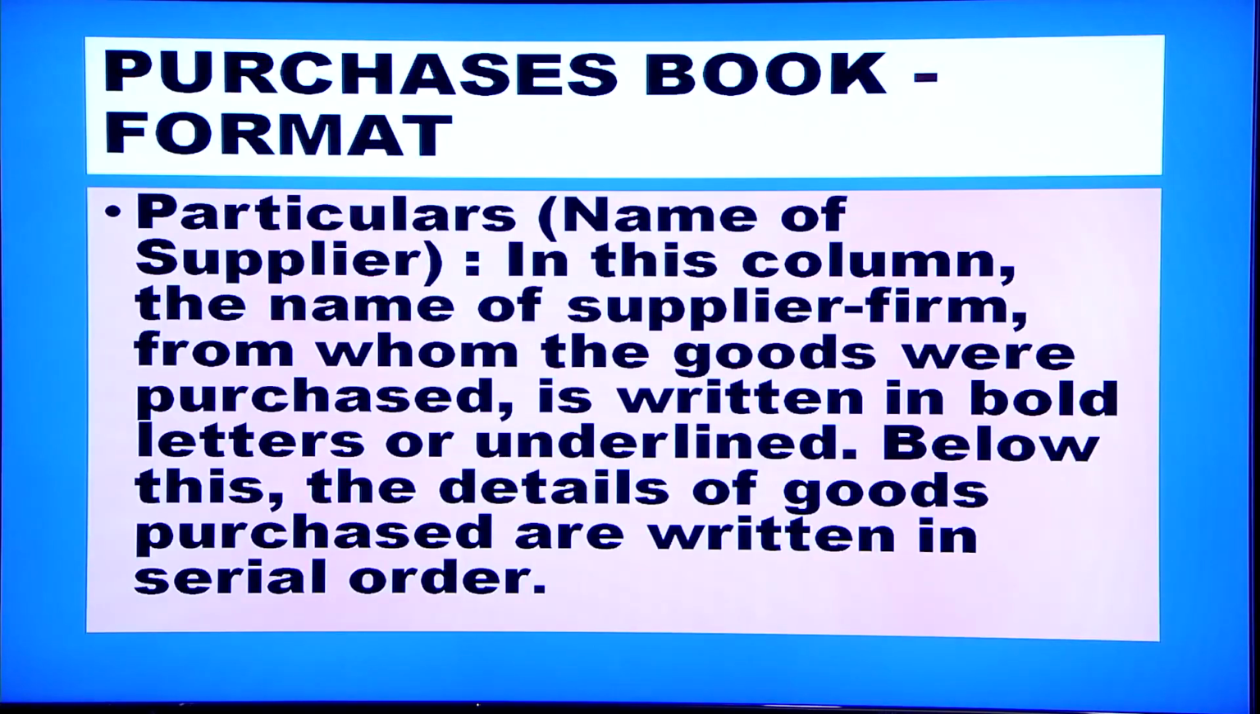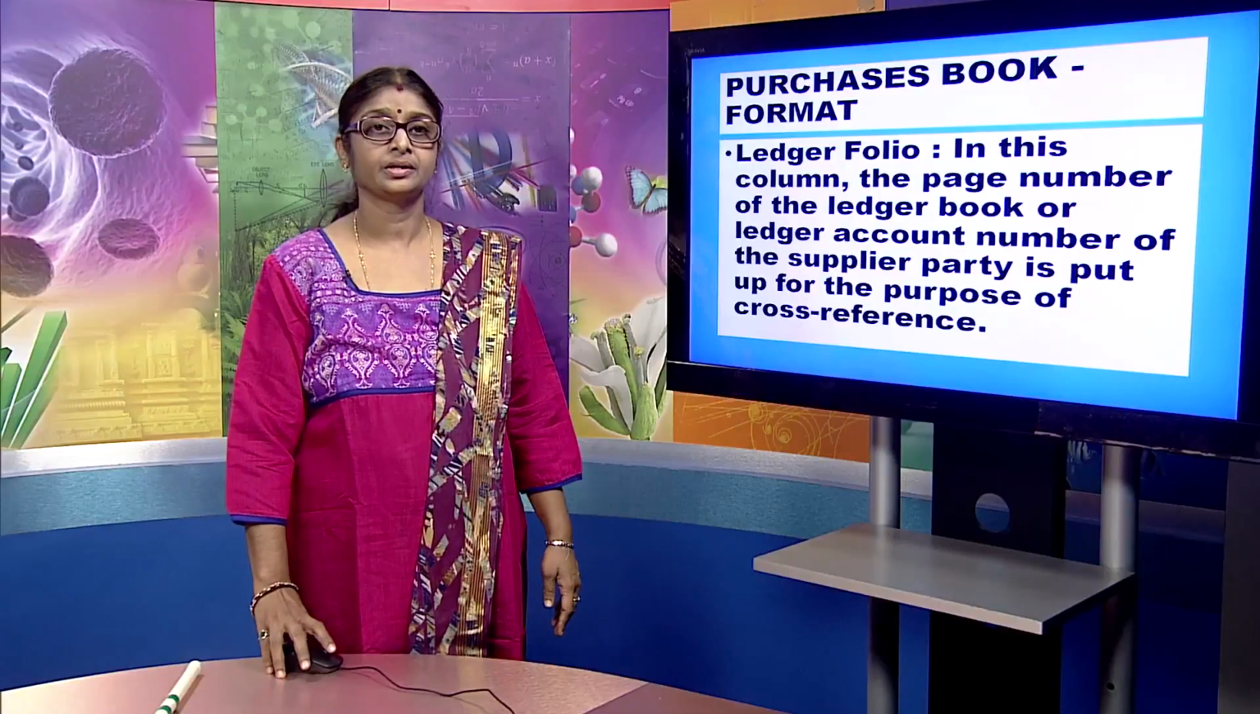Now we have particulars column. In this column the name of the supplier firm from whom the goods were purchased is written. How we will write? It is written in bold letters or in the underlined form. Below that we will write the details of the goods purchased. How we will write? We will write it in the serial order.